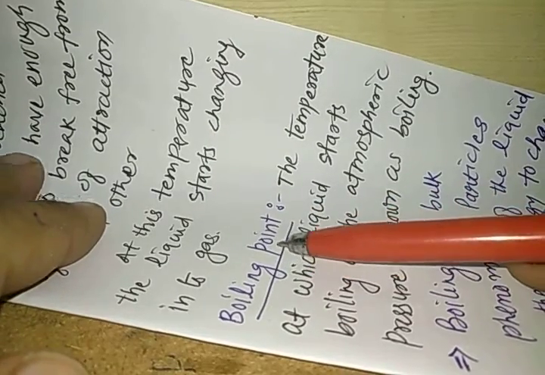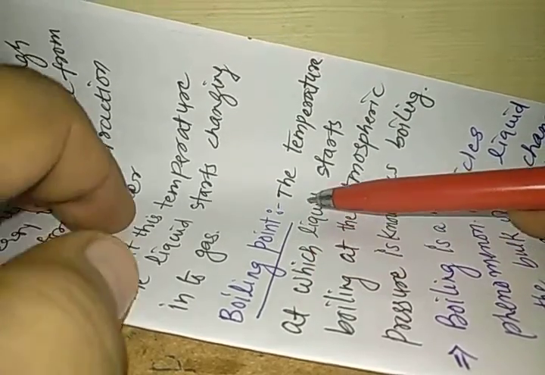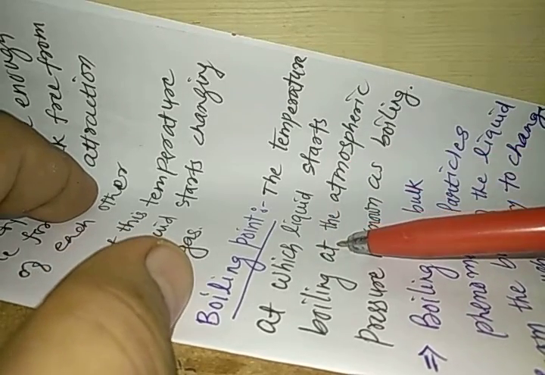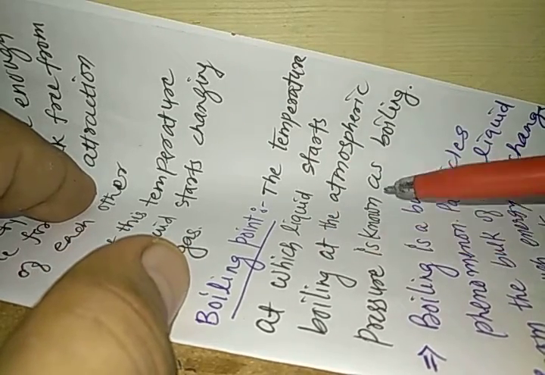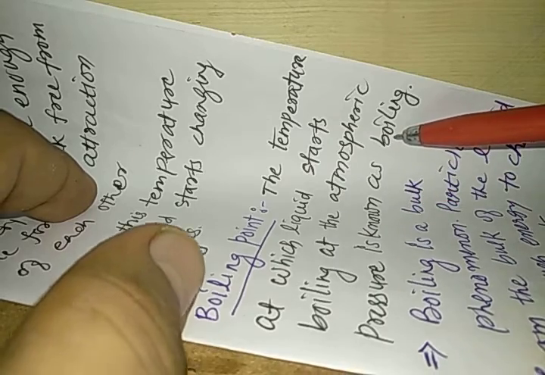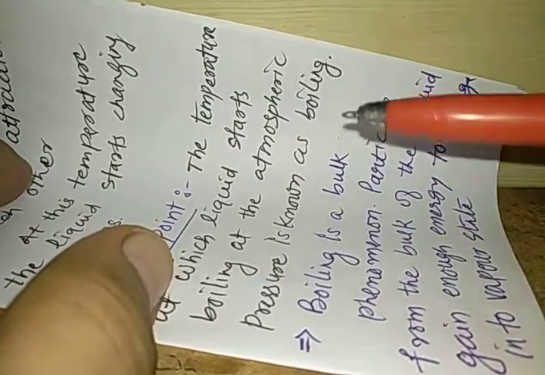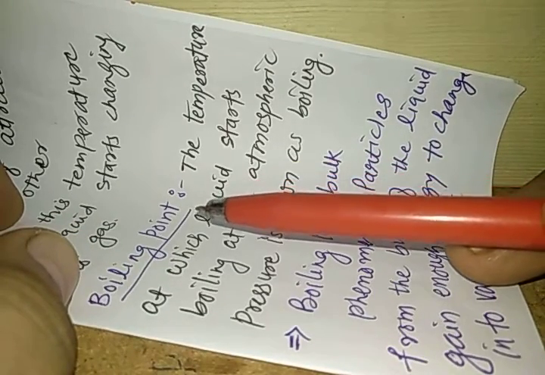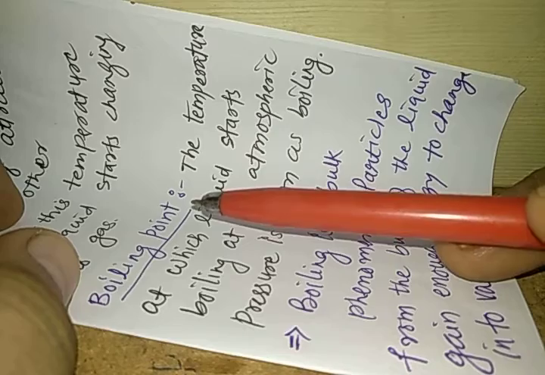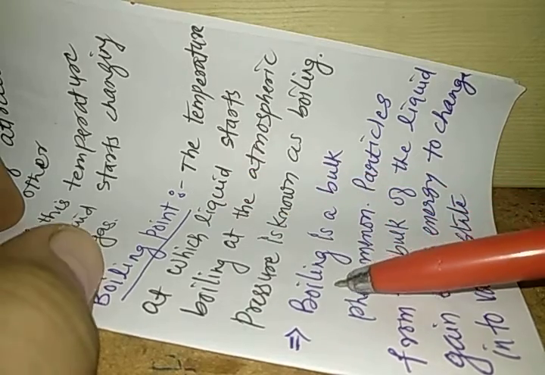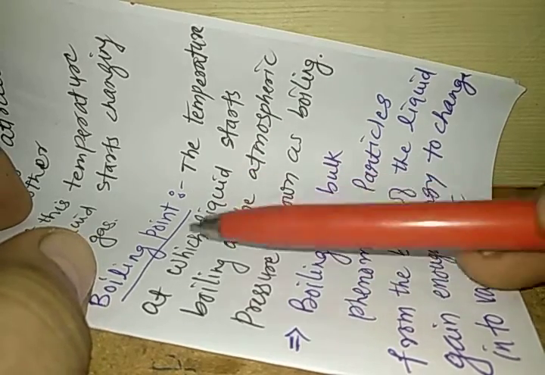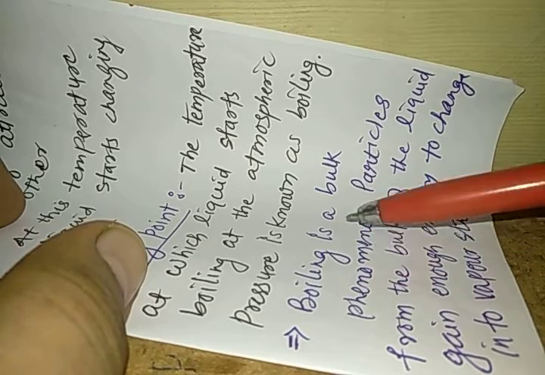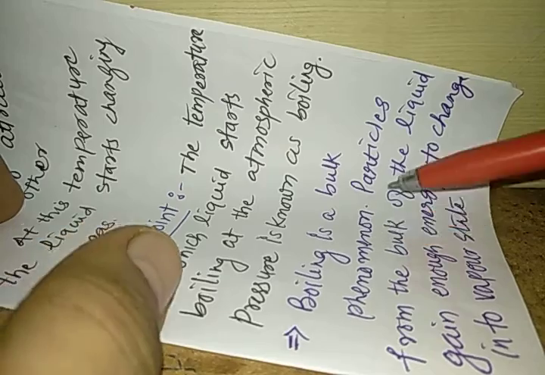Now let us understand the term boiling point. The temperature at which liquid starts boiling at the atmospheric pressure is known as the boiling point. Please remember this point. We shall understand boiling with reference to evaporation later. But first, you should know this point. Please remember this point and this definition. Boiling is a bulk phenomenon. Please remember that boiling is a bulk phenomenon.